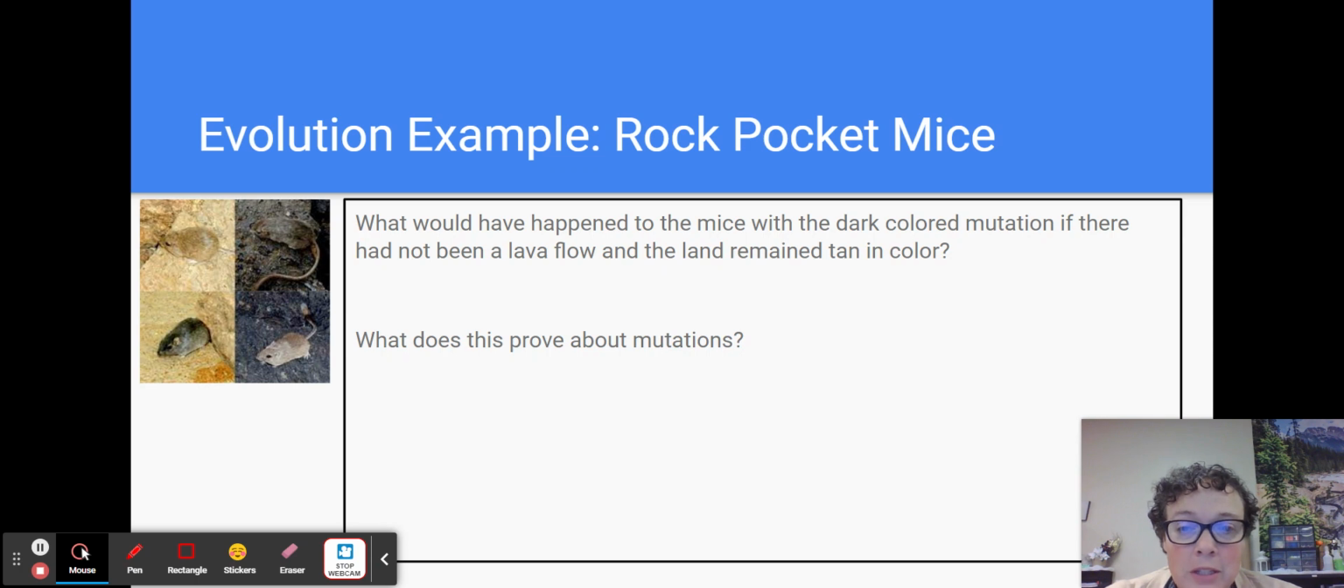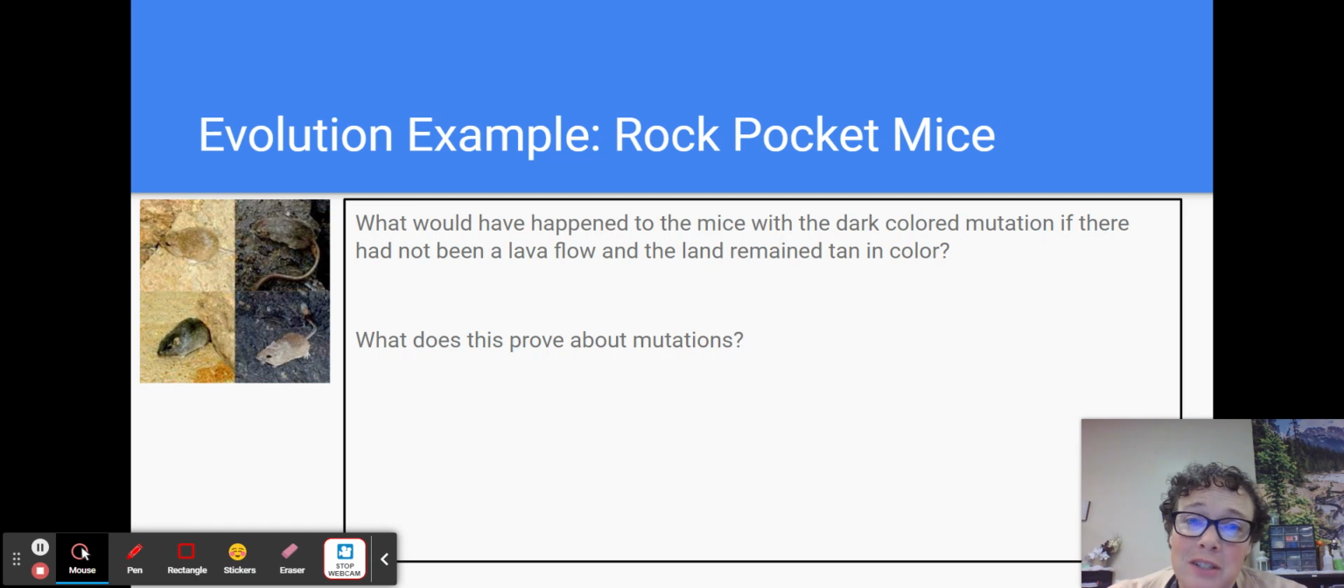Continuing on the rock pocket mice, what would have happened to the mice with the dark colored mutation if there had not been a lava flow and the land had remained tan in color? Well, if there was no lava flow, then that mutation for dark color would have made those mice stick out on the tan rocks, and the birds would have come along and eaten them. So that mutation was not an advantage. What does that tell us about mutations? That mutations are not always an advantage, nor are they always a disadvantage.